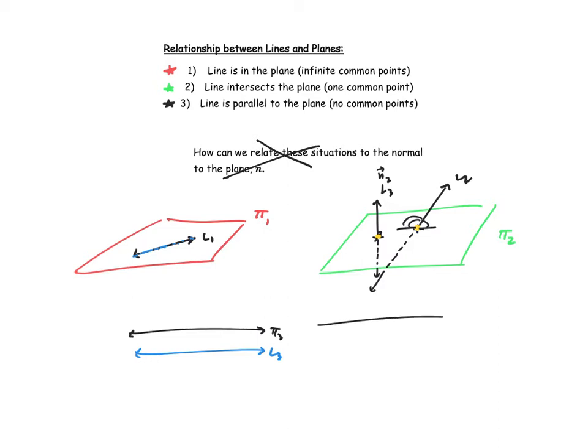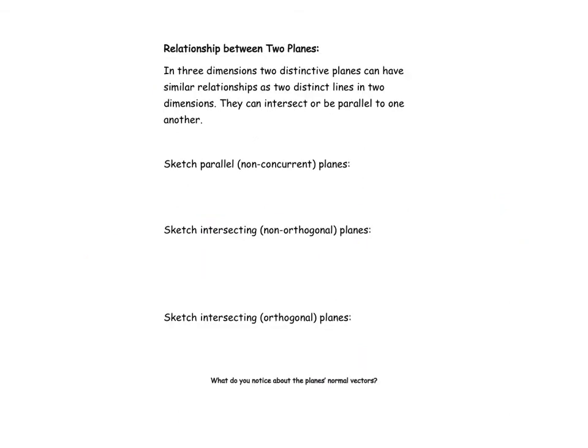Now what would that look like from above? Okay, so let's say we're looking overhead on pi 3, and L3 is beneath and never intersecting pi 3. So just an overhead view and a profile view there for you to help. Okay, let's continue on to the next slide.